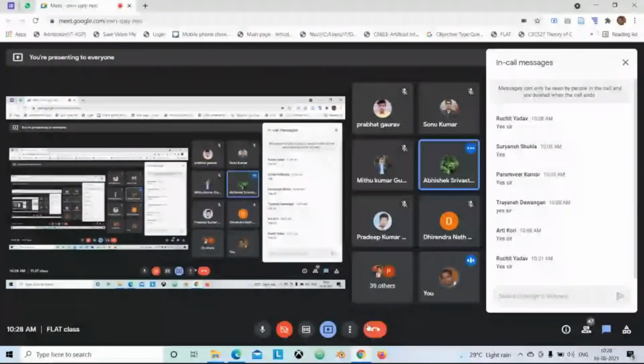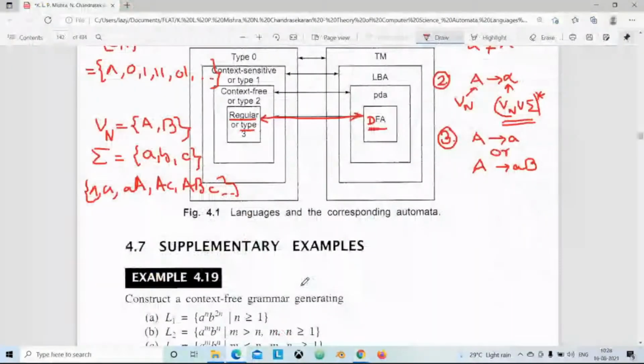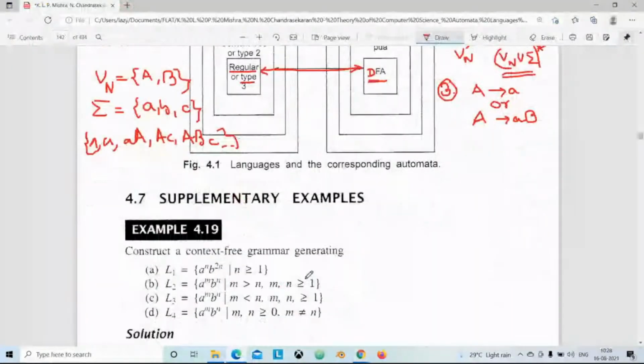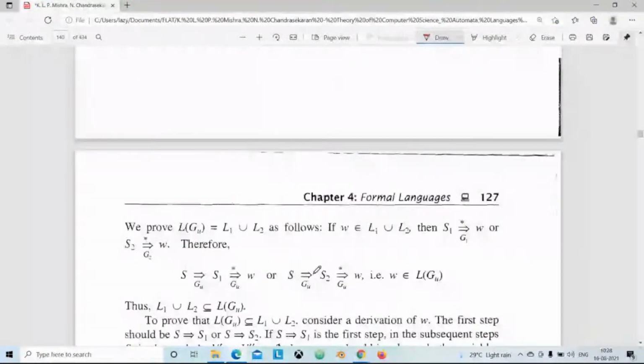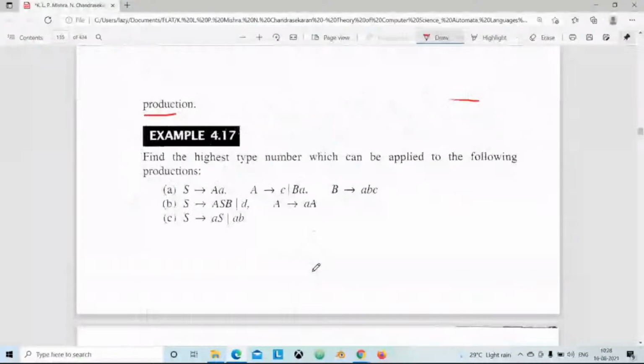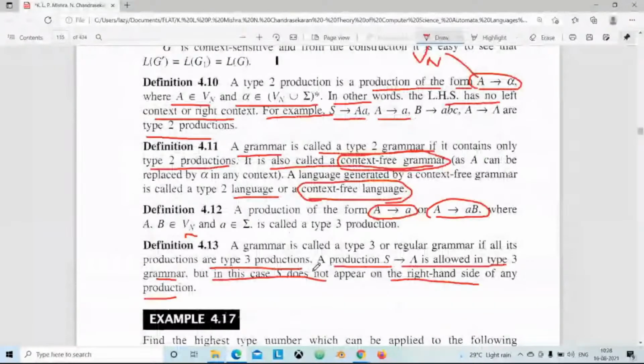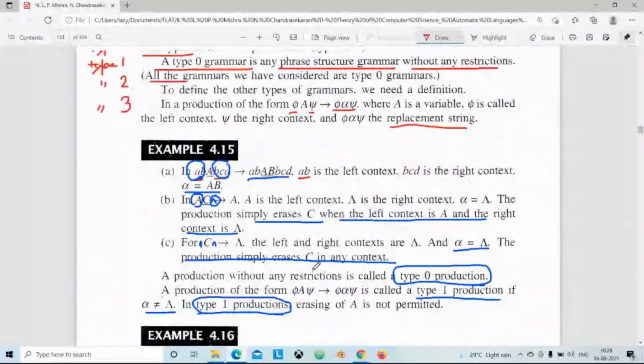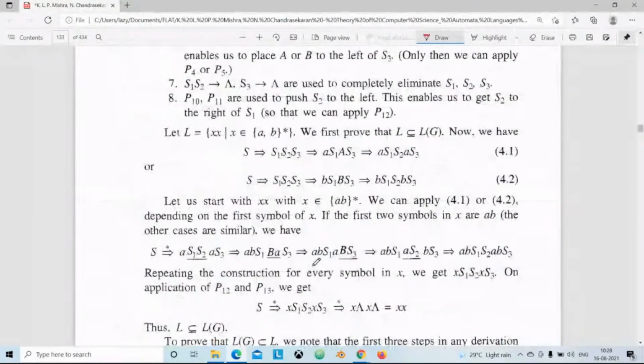So after that, so you can start from here. So this is the one. So let me give you a few examples so that you can start at least.